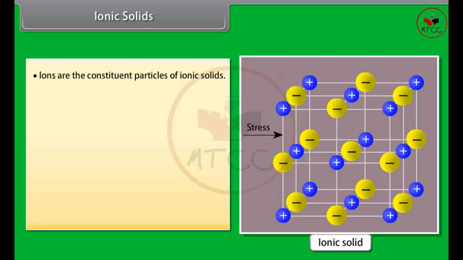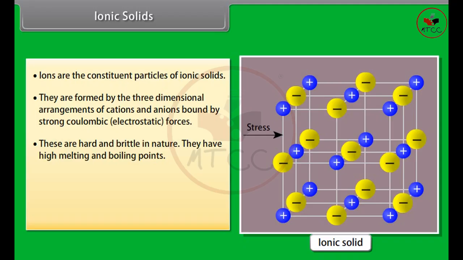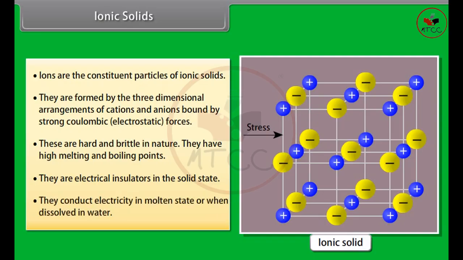Ionic solids. Ions are the constituent particles of ionic solids. They are formed by the three-dimensional arrangements of cations and anions bound by strong Coulombic electrostatic forces. These are hard and brittle in nature. They have high melting and boiling points. They are electrical insulators in the solid state.